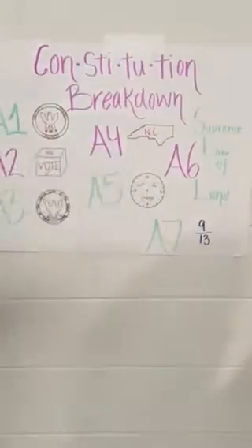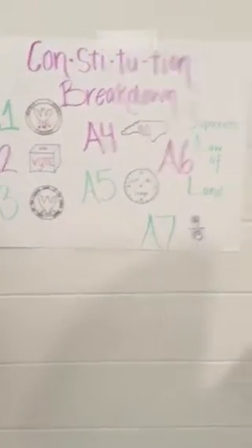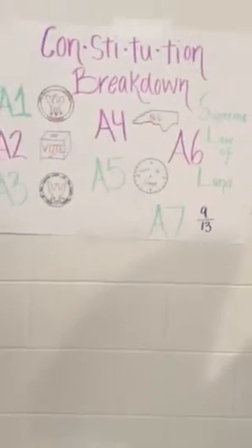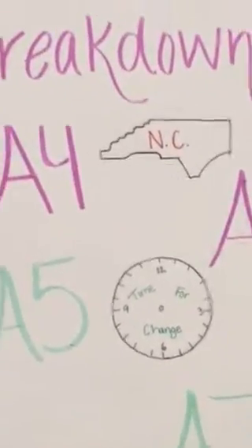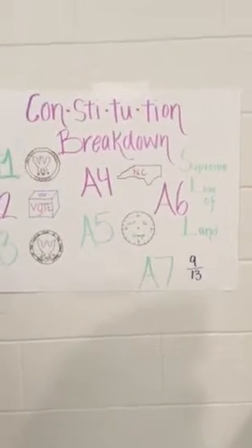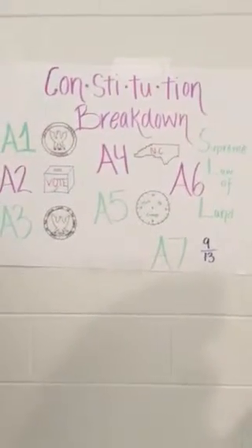Article 4 is about the states. This article states how each state has to respect the laws and court decisions of other states. New states can be admitted. All states must have a republican or representative type of government.